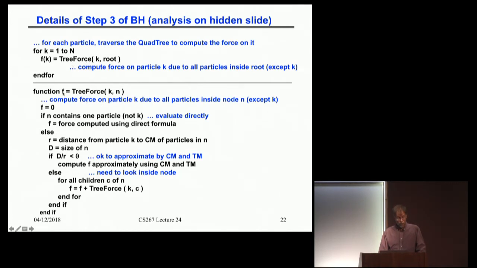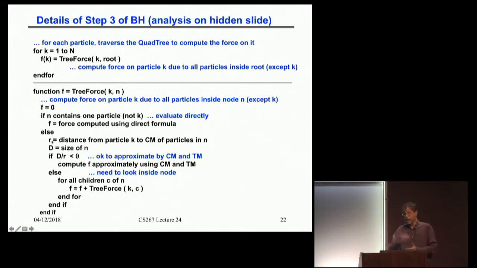I'm computing the force on particle k due to all the particles inside node n, square n in the quad tree. I'll start with 0, because I'm going to have to add up a bunch of things. Now, if the node contains exactly 1 particle, I'm done. I just use the obvious force law between two particles, the inverse square law, and I just compute it. Otherwise, I have to decide, can I approximate you? And I do what I said before.